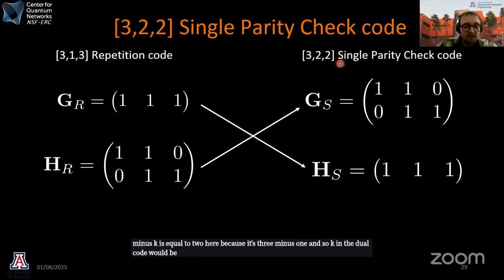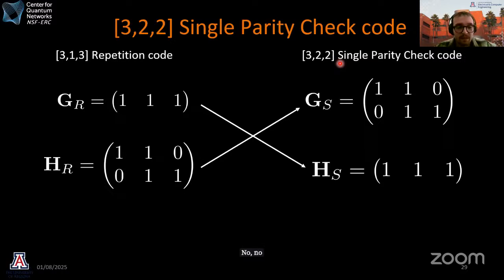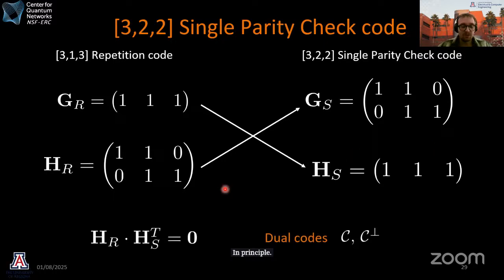For the minimum distance, in general, there is no defined rule. It can be any value, in principle. And then this property holds, obviously.